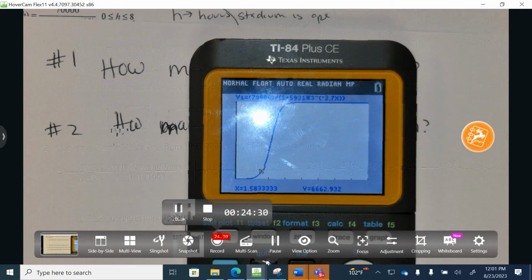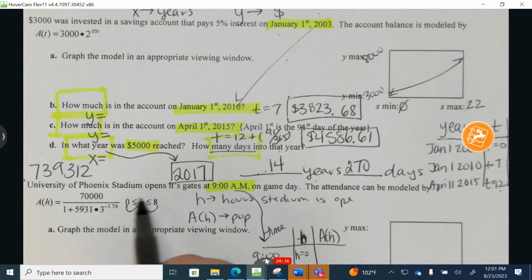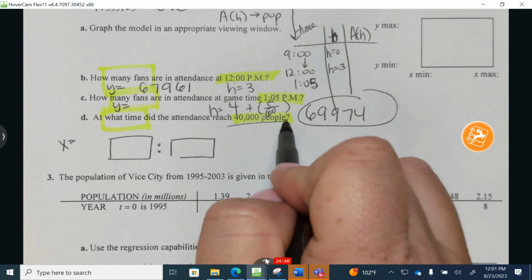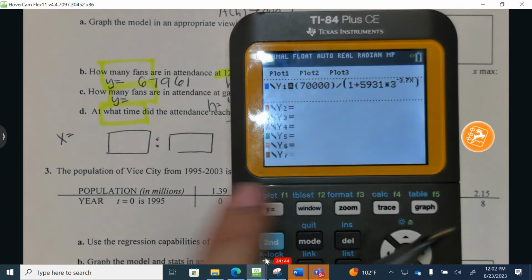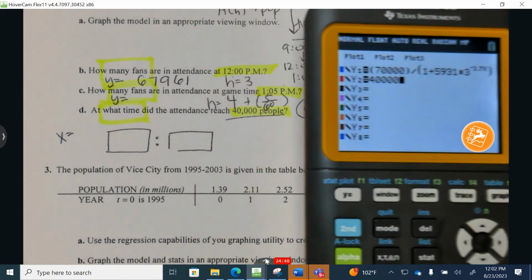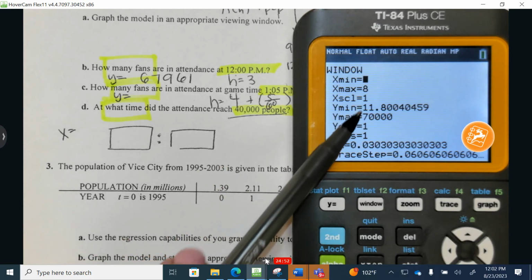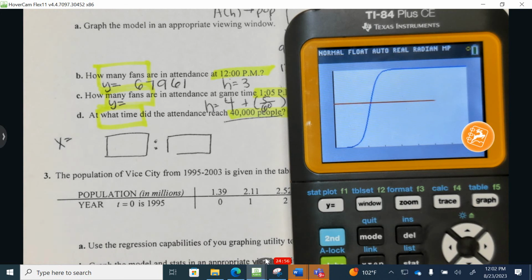Up here, this was complicated for kids. We now want to know what time. Time is our X, or in this case, our H value. So I want to know an X value, and I'm given population, which is a Y value. So come up to your graphing calculator, go to the second line and type in 40,000. Now I'm going to go to Windows, and I can see that 40,000 will fit between 11 and 70,000. So I graph it.